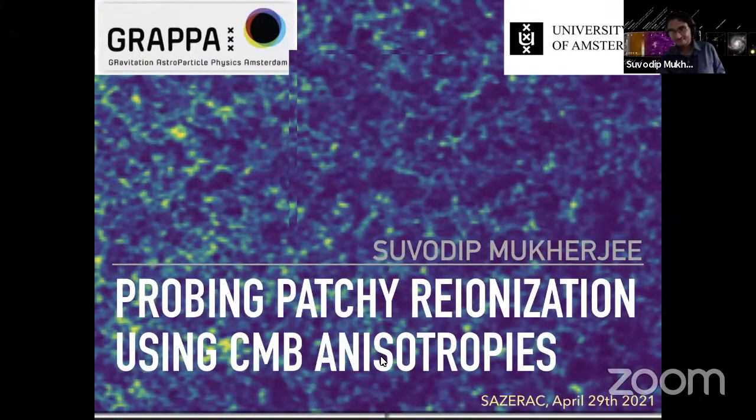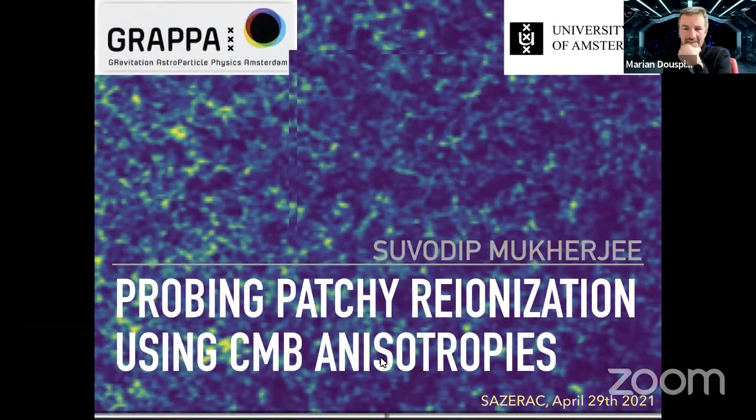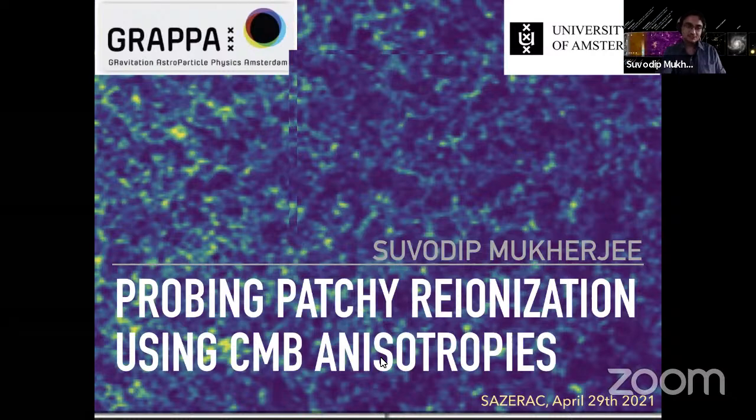Thank you very much, Marion and Adelaide, for inviting me for this talk. It will be a real pleasure today to discuss patchy reionization using CMB anisotropies. I'll talk about what you can learn using CMB temperature and polarization fluctuations on the reionization aspect, not only in the homogeneous part, which you usually deal with, but also the fluctuations in the electron density during the epoch of reionization.